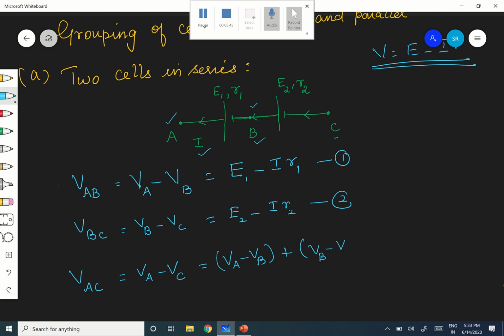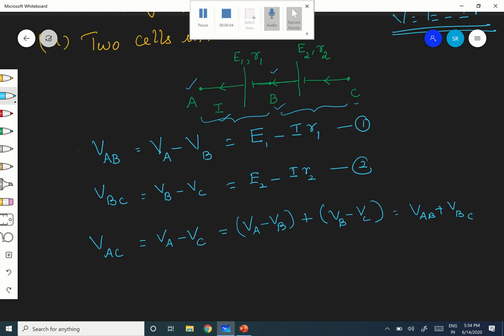Plus VB minus VC. That is nothing but VAB plus VBC. Are you following? That is nothing but VAC. These potential differences added together give you the total potential difference across A and C. Here it is actually VAB. This will cancel, therefore you will be getting VA minus VC.